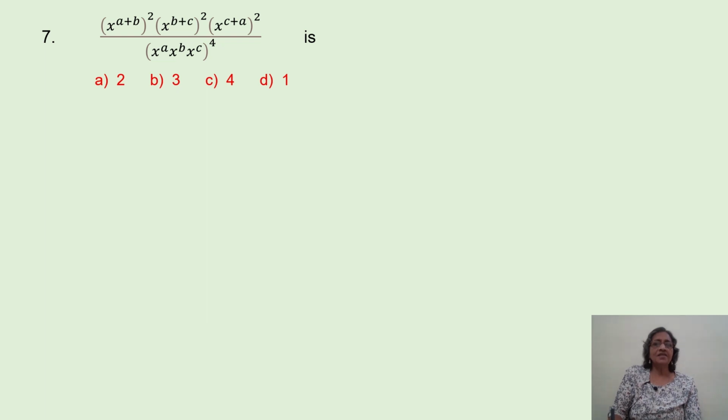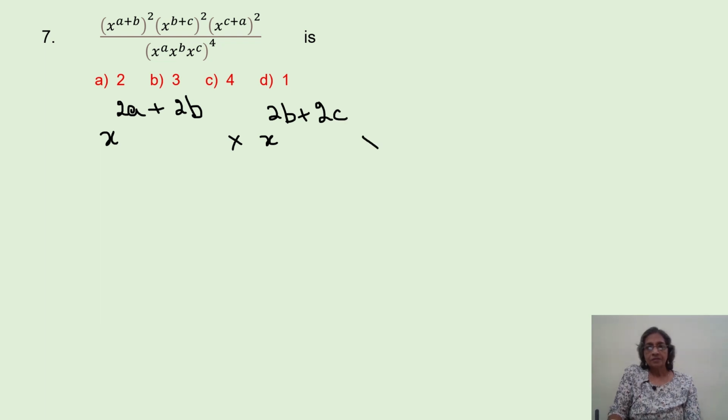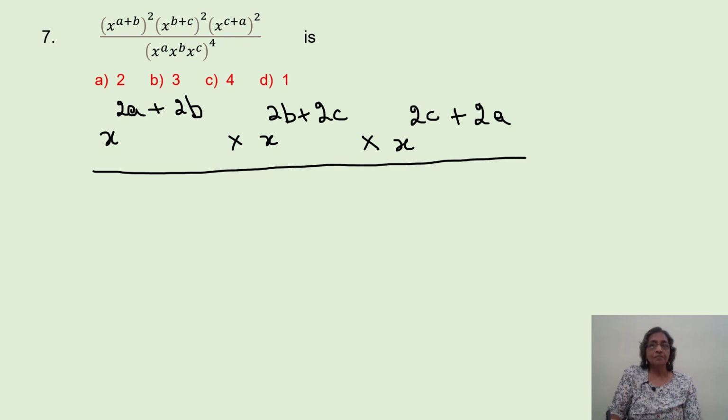Again, this is a relatively easier sum because all the bases are the same. So first thing is open out the brackets. So this will be 2a plus 2b into x raised to 2b plus 2c into x raised to 2c plus 2a. The whole thing divided by, now there is a 4 outside, so this will be 4a, 4b and 4c. Now you'll see all the bases are the same.